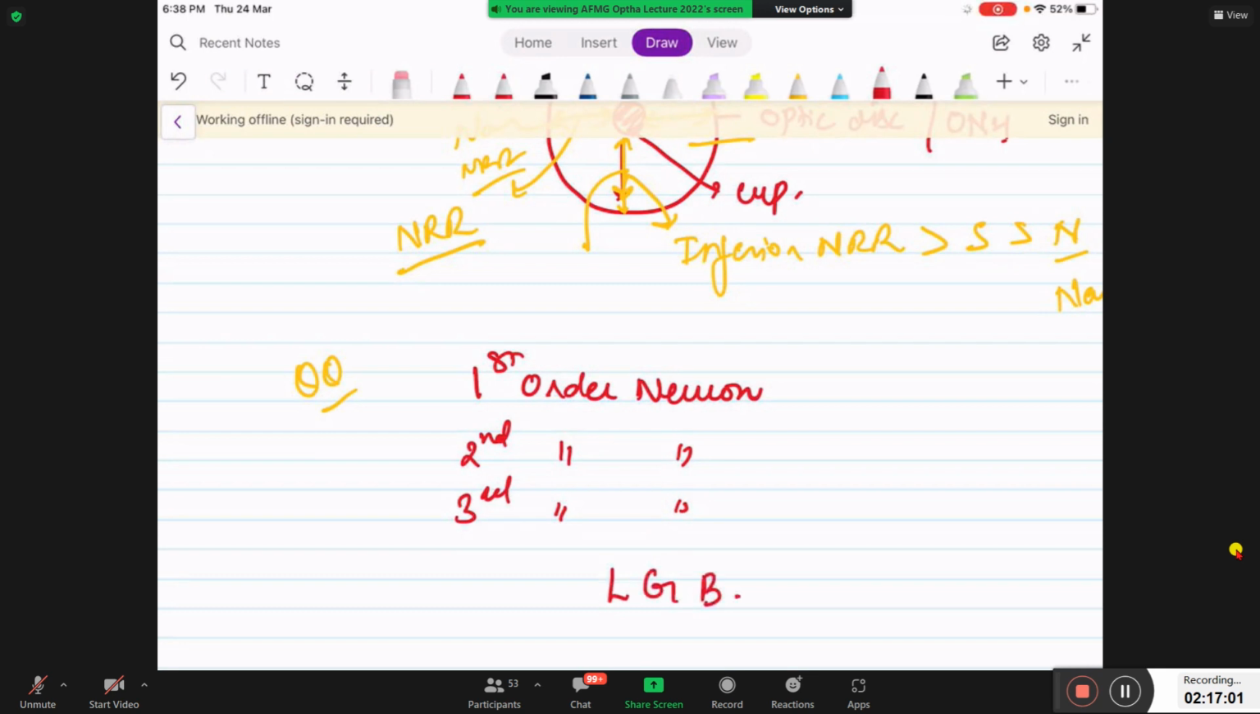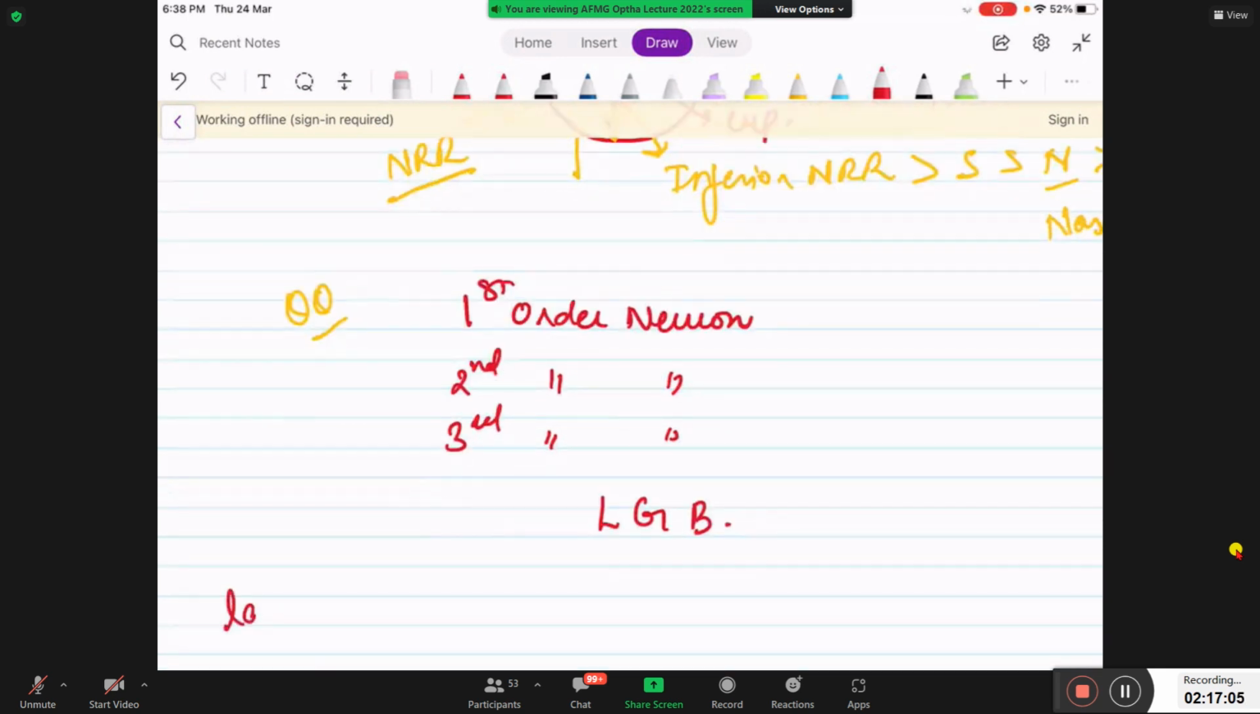LGB. L as lateral geniculate body, right? Lateral geniculate body. So if you want to get the order of the neuron, just reverse this order.